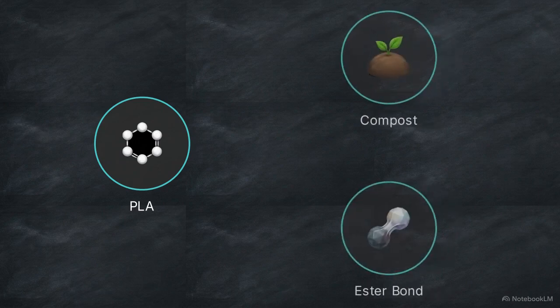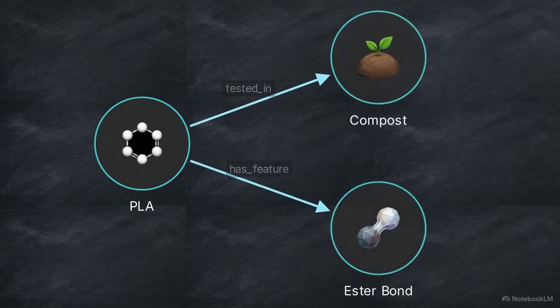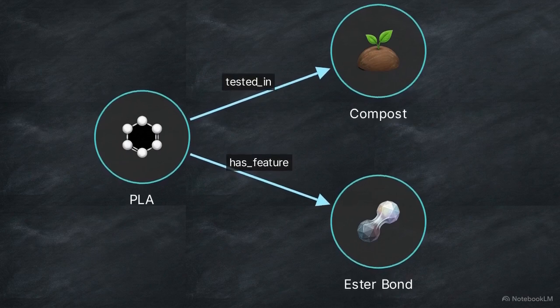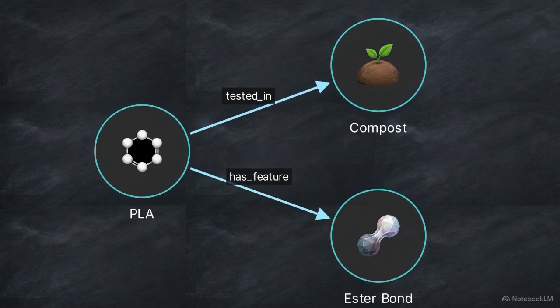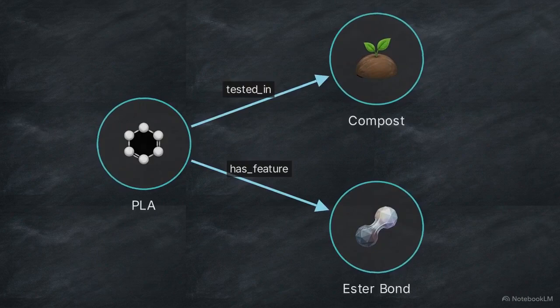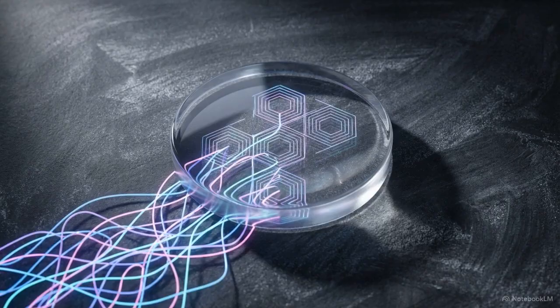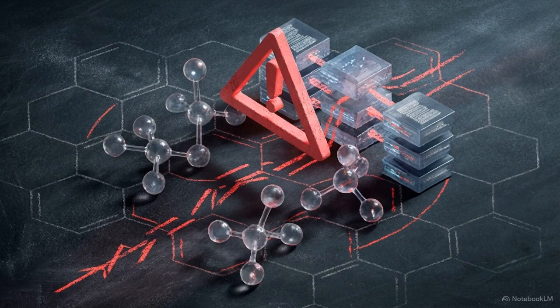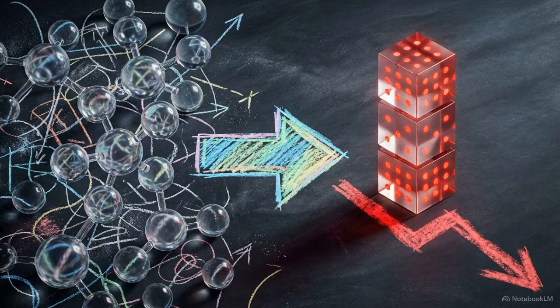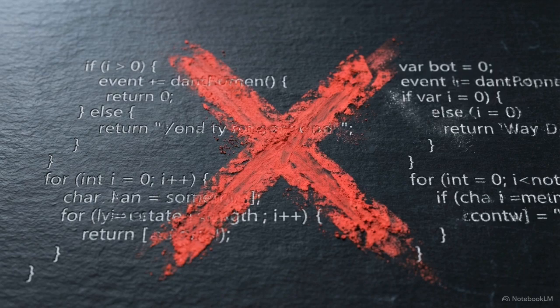Our second method expands into a node and edge graph map. We link a central node for PLA directly to the specific environments it was tested in, like compost, and the physical bonds it contains. By combining the strict numerical table with the relational graph, our system can finally identify complex patterns between a molecule's shape and its environment. If you map this data poorly, your system learns from garbage. A flawed representation at this stage guarantees incorrect scientific conclusions later, regardless of how clean your code is.